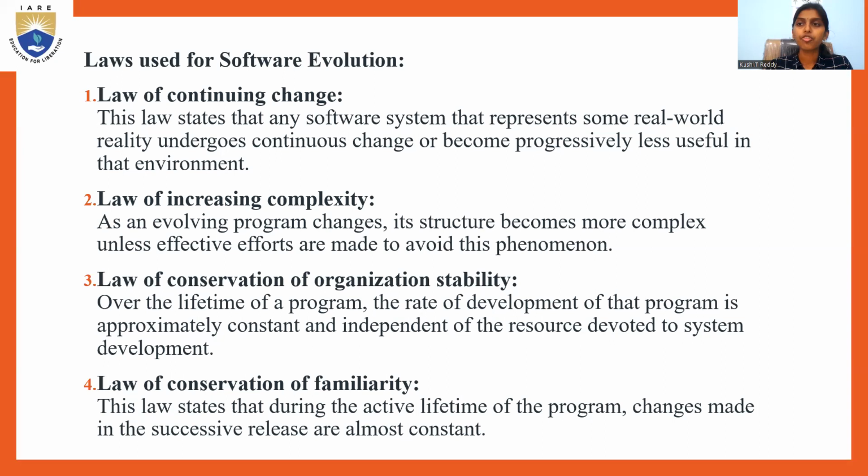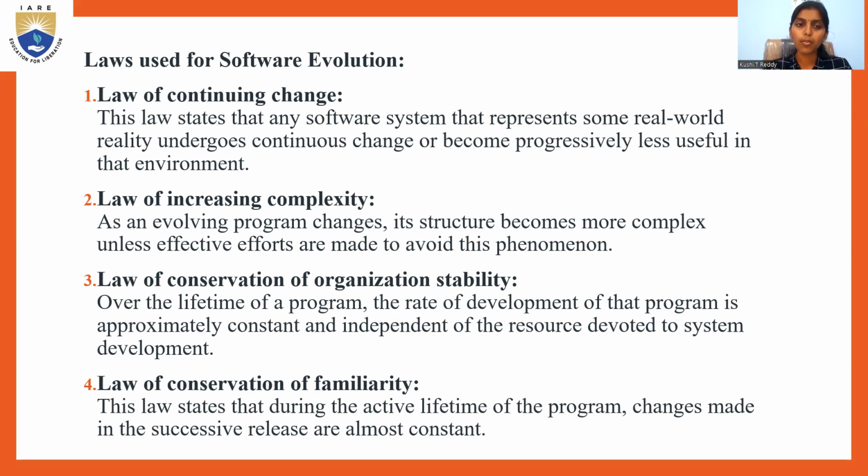So, laws used for software evolution. Laws of continuing change. This law states that any software system that represents some real world reality undergoes continuous changes or becomes progressively less useful in that environment. So in day-to-day life, if you're using a particular software, it has to be updated at regular intervals of time. That is your first law.